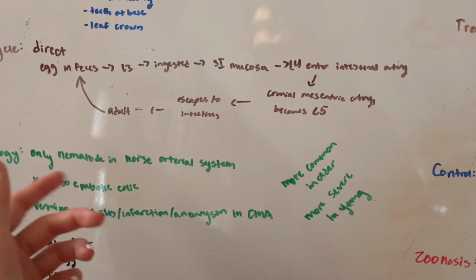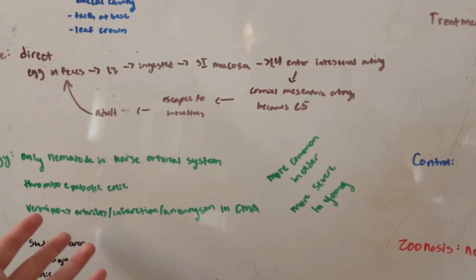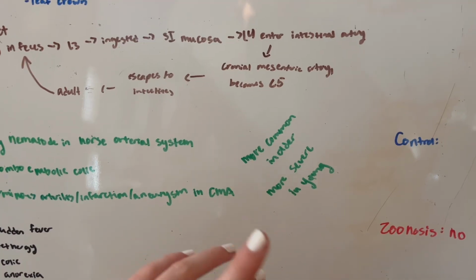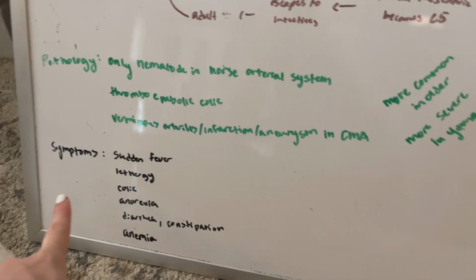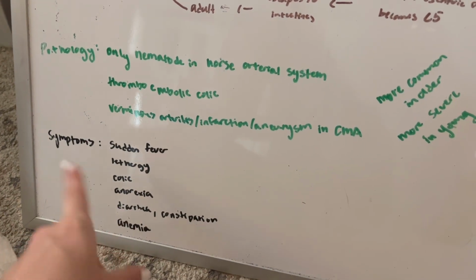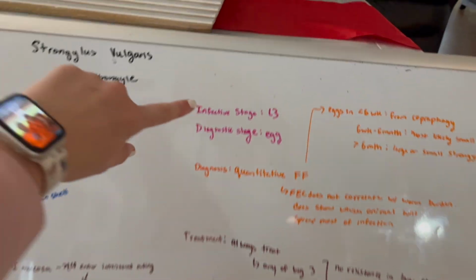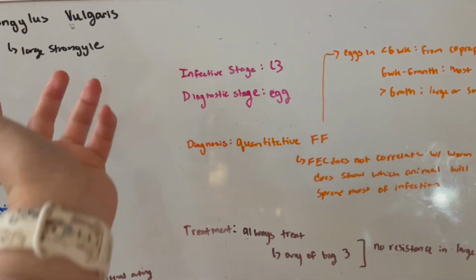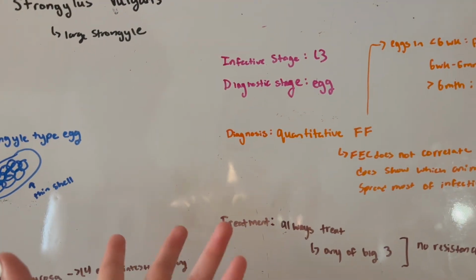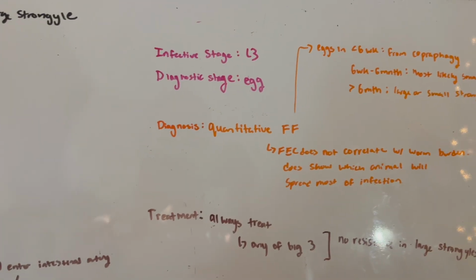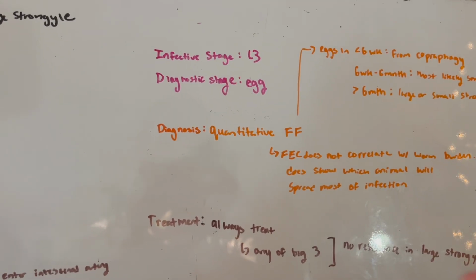S. vulgaris is found more commonly in older horses, but it'll be more severe in younger horses. The symptoms: sudden fever, lethargy, colic, anorexia, diarrhea, constipation, and especially anemia. Like I said, the infective stage is going to be L3. Diagnosis stage is an egg, but of course, all horses have some kind of strongyle eggs. So you also kind of have to go off of symptoms.